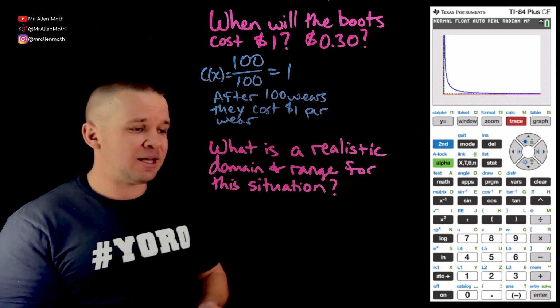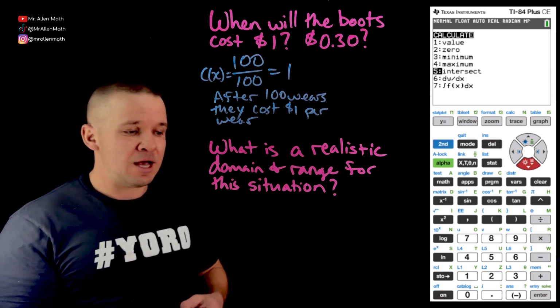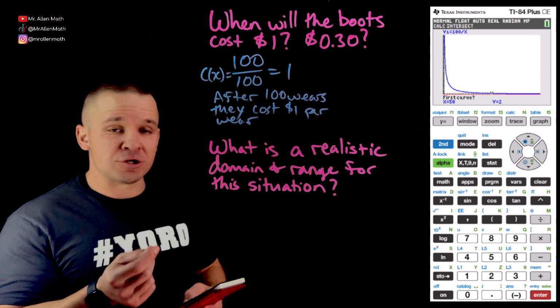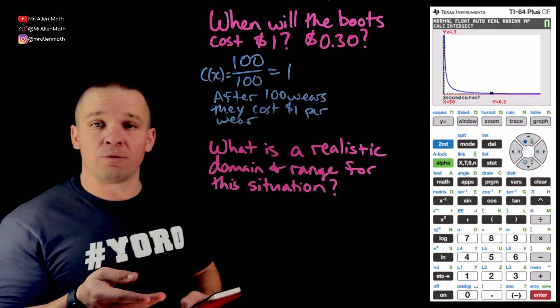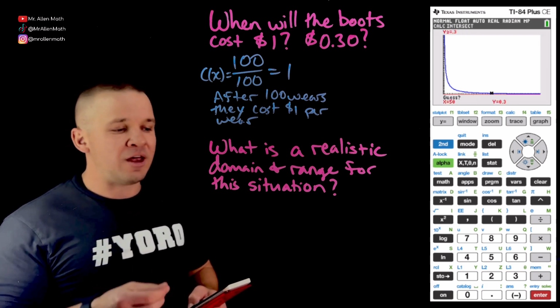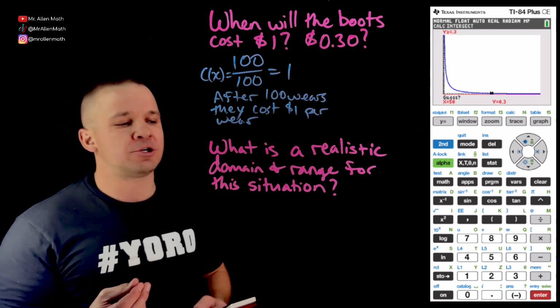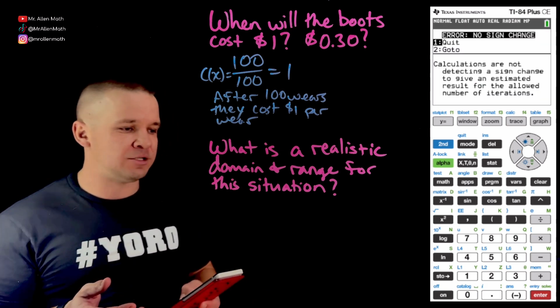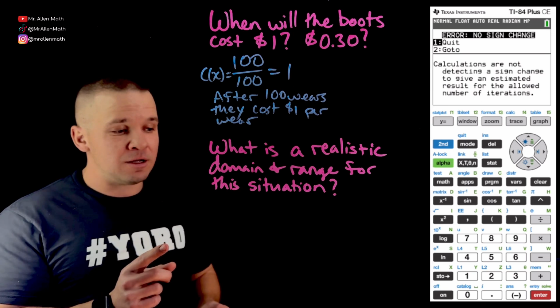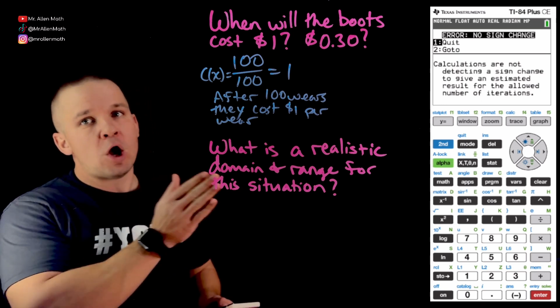Let's see here. Second, calc. Let's go to intersect. Hit enter. I got my first curve, that's the blue one. Second curve, that's the red one. That's kind of nice how it's color-coded. And then I'll guess. I know there's only one intersection here, so I don't even have to arrow close to anything. I'll hit enter. Okay, so we do need to adjust that window, I think.